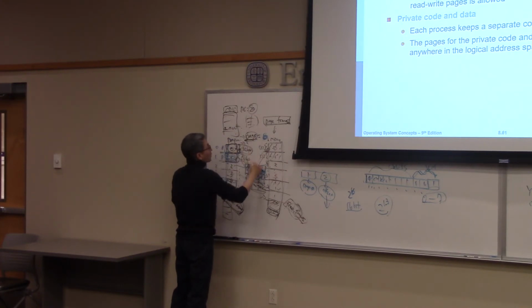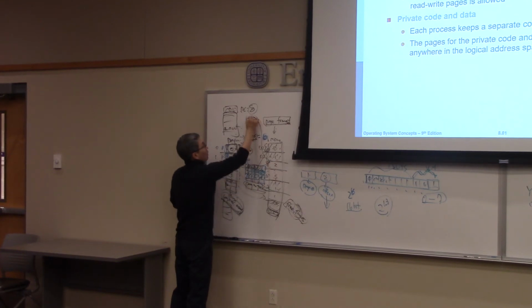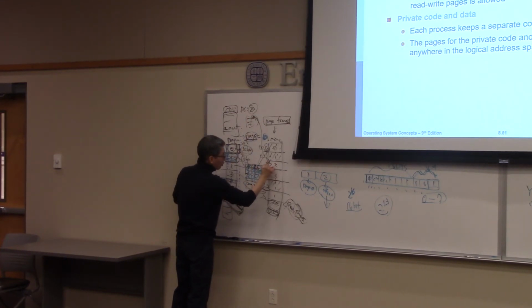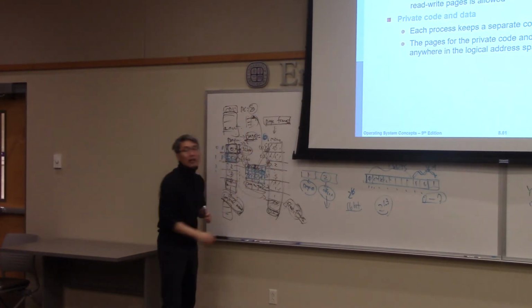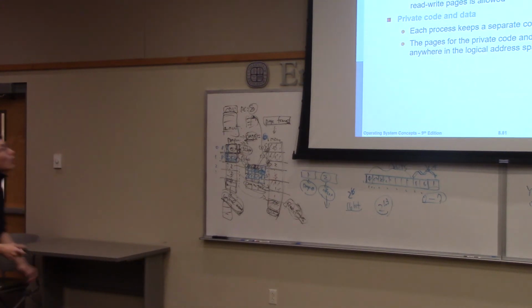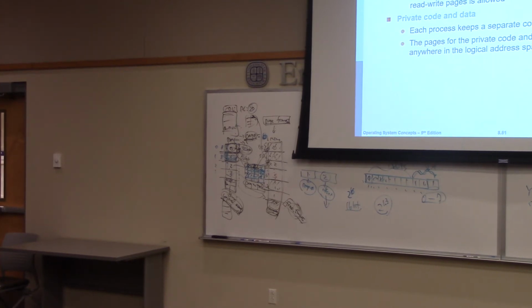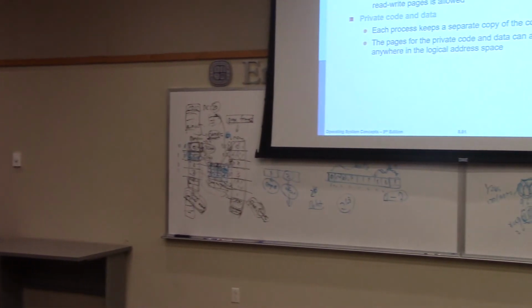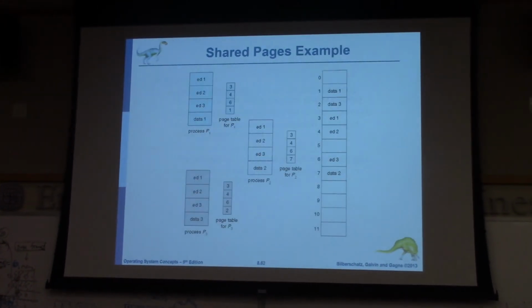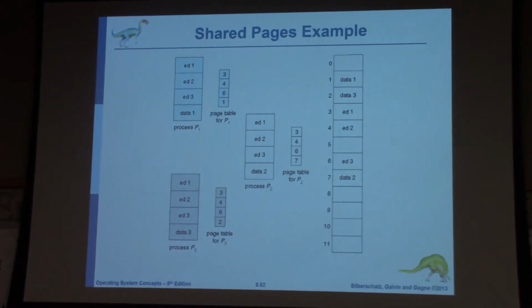So instead of creating a new page frame, we can just reuse this one, if they are the same code. That is called a shared page, which is not possible in contiguous allocation. But with paging, it is much easier to use shared pages. So this is an example of a shared page.